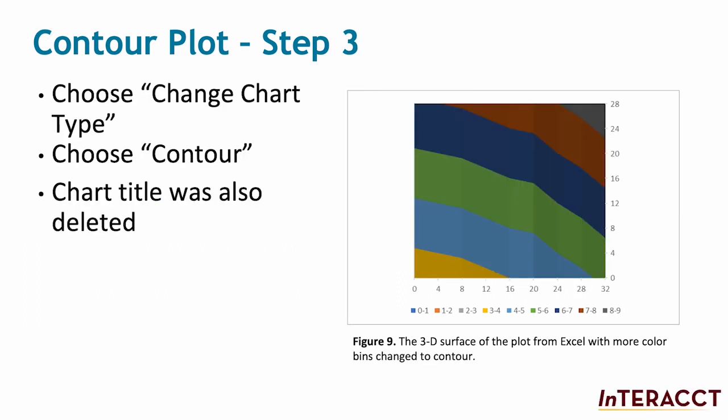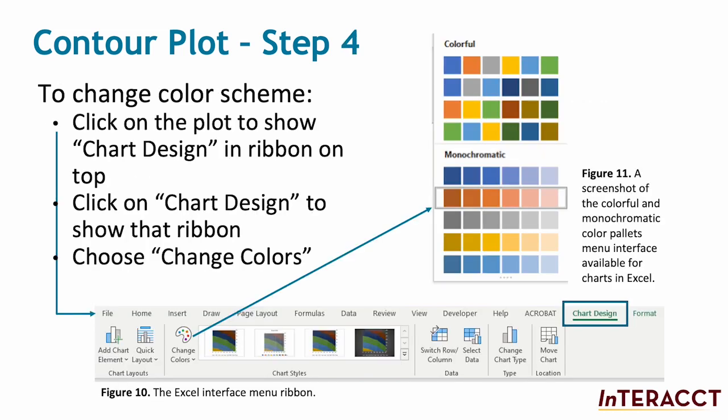With those changes made to the Z-axis, the chart type can now be changed to contour, and here the title is also deleted. The color scheme can be changed from this default of multiple colors of certain shades to other multiple color shade patterns, or even to monochromatic shades. These are more typical when displaying a spatial map and are often referred to as heat maps.